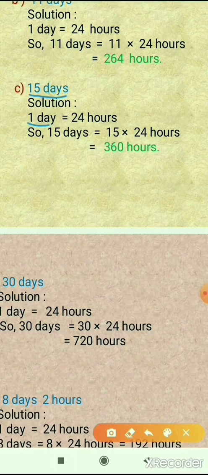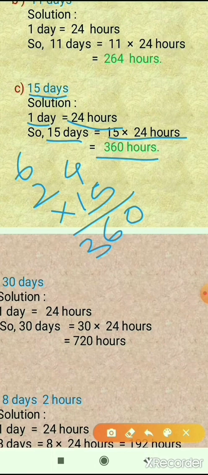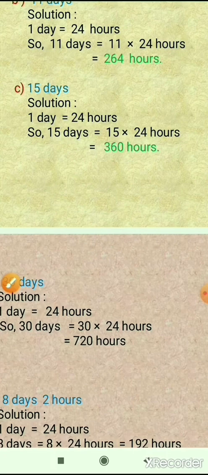1 day is equal to 24 hours. Okay, so 15 days is equal to 15 multiplied by 24. Here we will multiply 24 by 15. 15 4s are 60, 0, carry over 6. 15 2s are 30, 30 plus 6, 36. So we get here answer 360. So 15 days is equal to 360 hours.